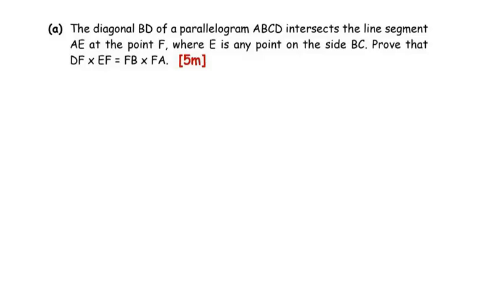The diagonal BD of a parallelogram ABCD intersects the line segment AE at the point F where E is any point on the side BC. Prove that DF times EF is equal to FB times FA. So let us try to understand this question by using a rough figure first.